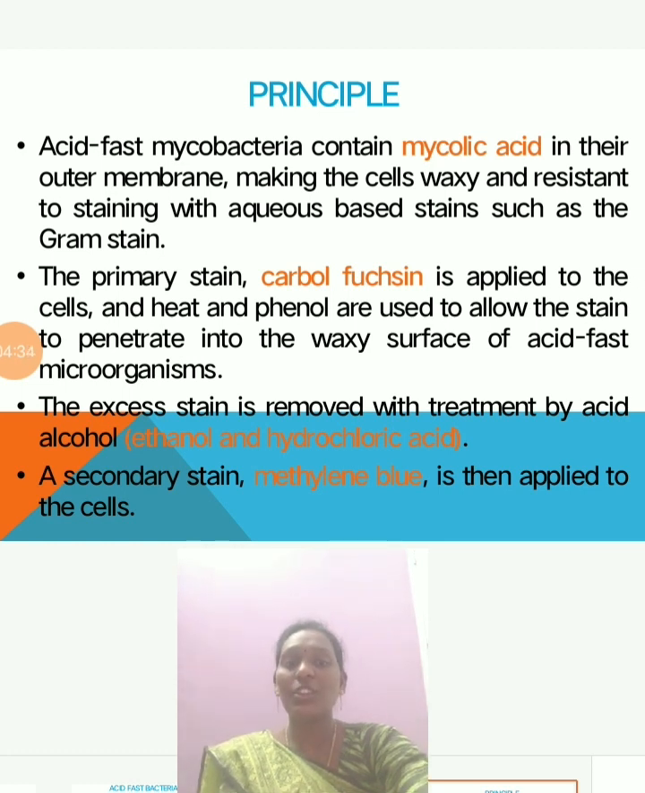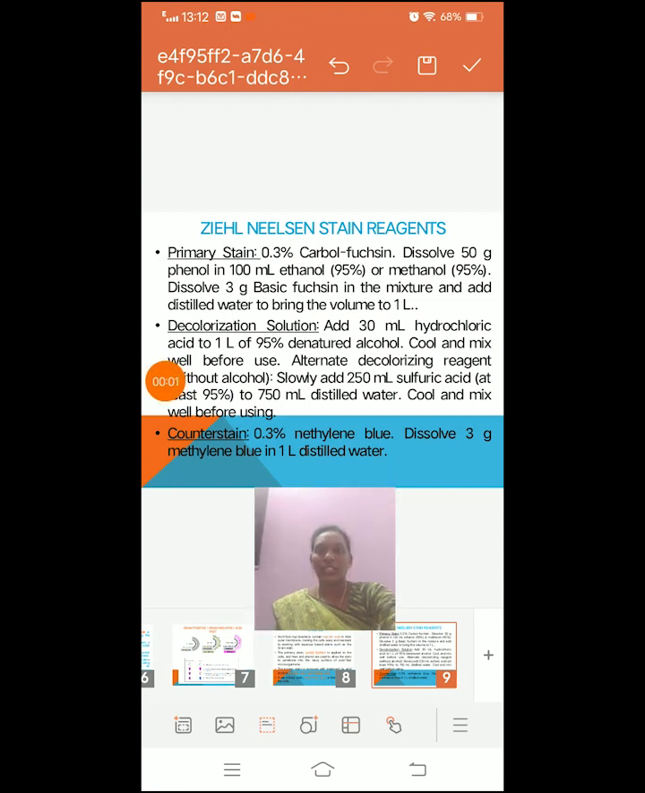So here you are using a primary stain called carbol fuchsin. Then you have to heat the cells to make them absorb the primary stain. Then the excess stain can be decolorized, or removed, by using an acid alcohol treatment. Then you use a secondary stain, that is methylene blue. The Ziehl-Neelsen stain reagents are the primary stain, the decolorization solution, and the counterstain.